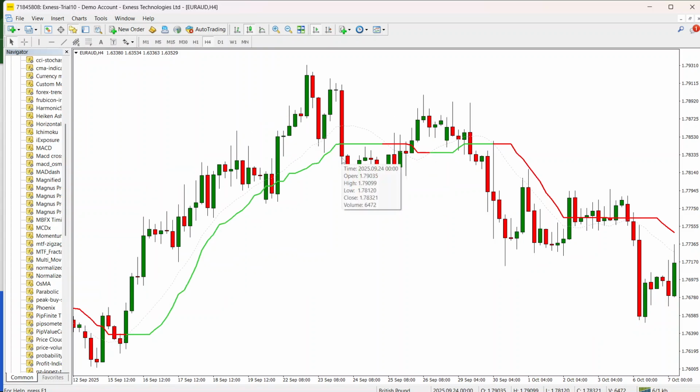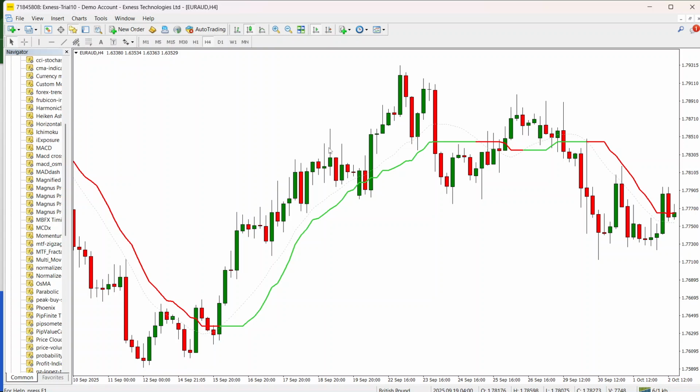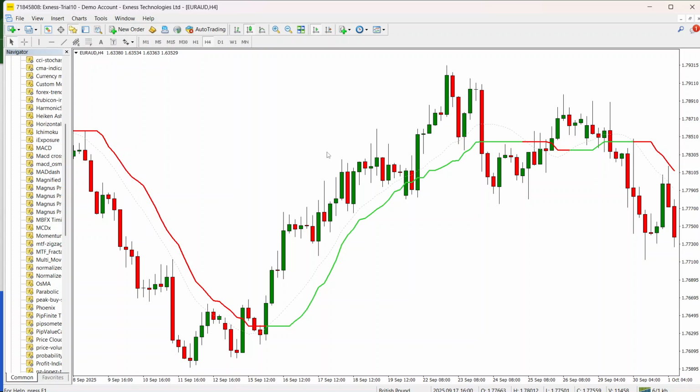This indicator gives you ultra smooth, visually clean trend lines with colors that help you see direction, cycles, and pullbacks more clearly than standard moving averages.